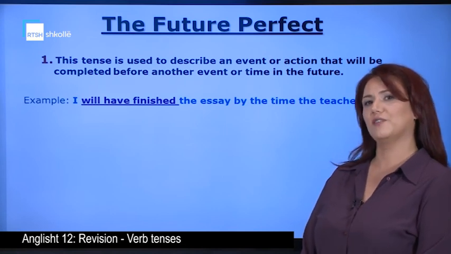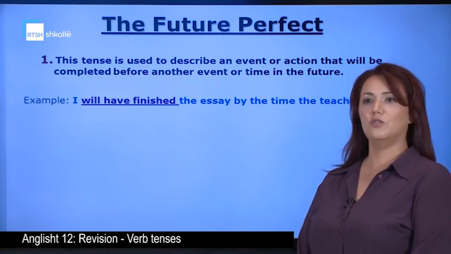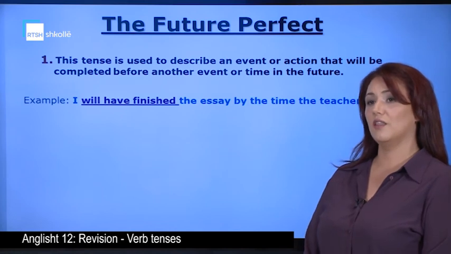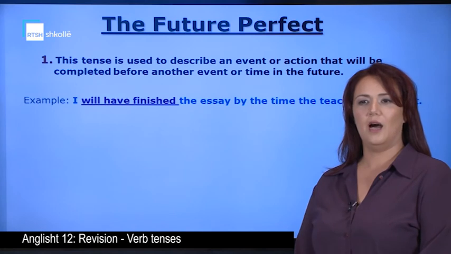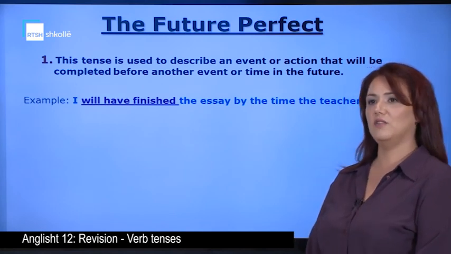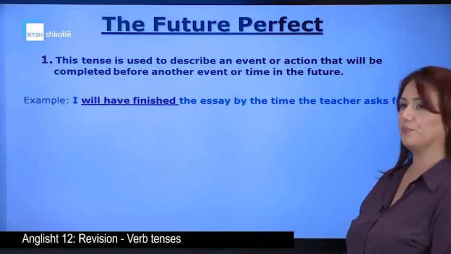The future perfect is a tense which is used to describe an event or action that will be completed before another event or time in the future. I will have finished the essay by the time the teacher asks for it.